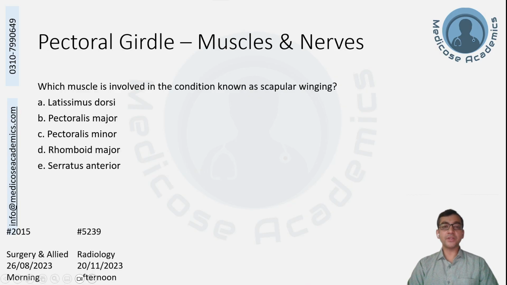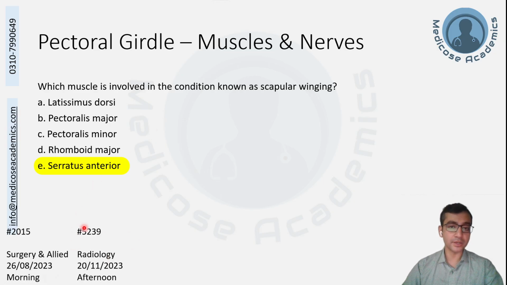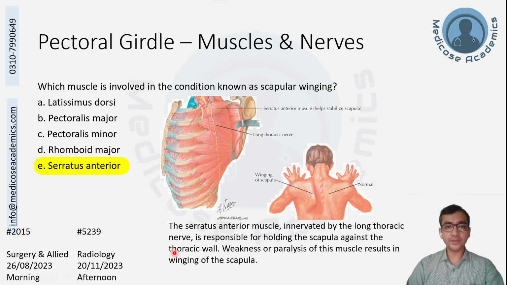Which muscle is involved in the condition known as winging of scapula or scapular winging? The muscle that is involved is serratus anterior. It's actually a frequently asked question. It has appeared at least twice in these papers. And what is winging of scapula?